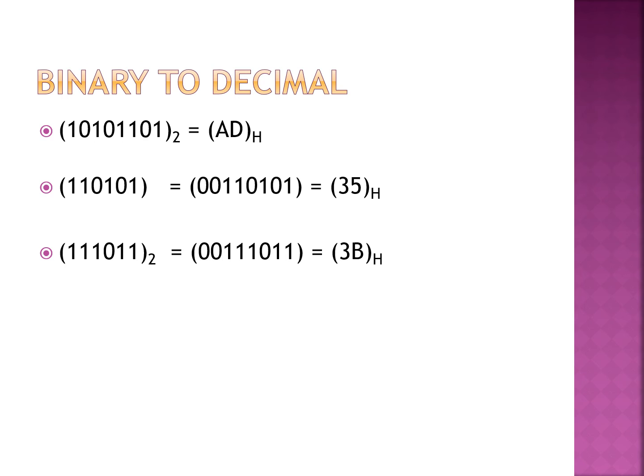Now this slide will show you how to convert a binary number into a hexadecimal number. So this is the binary number given to you. We want to convert a binary number into hexadecimal. So to convert binary to hexadecimal, we will make groups of 4 bits, starting from the right side.